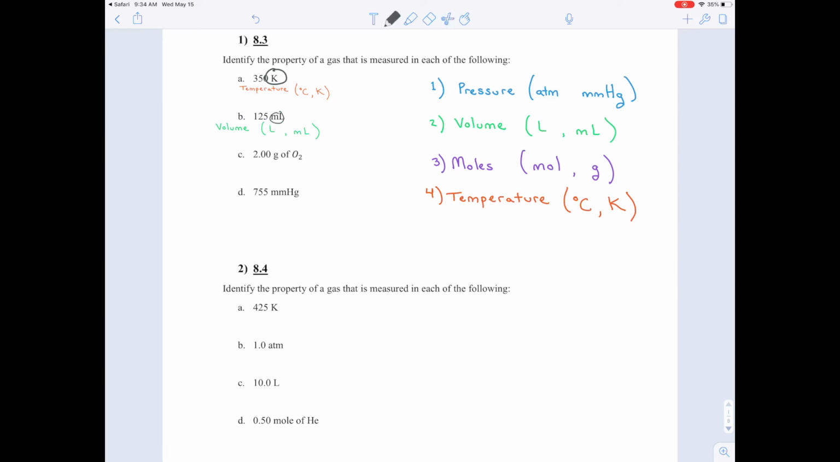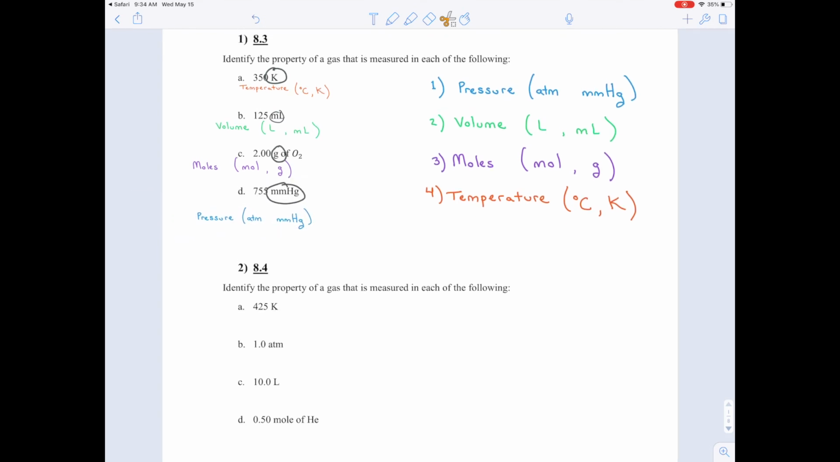All right, for C, we see that C is giving us grams of oxygen. The unit that grams tells you about is the number of moles. Ultimately, that's moles in disguise. So grams is really moles in disguise, so that's what that's telling us about. For D, we see millimeters of mercury, and millimeters of mercury is a pressure. That's the property of a gas that it's telling us about, pressure.